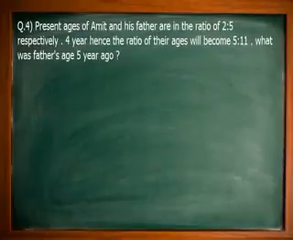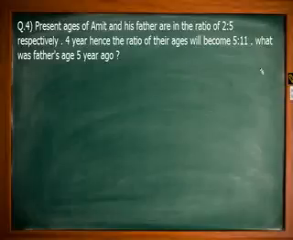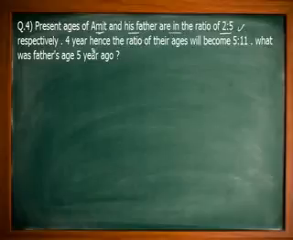See, in the problem number 4, our question is: the present ages of Amit and his father are in the ratio that is 2:5 respectively. 4 year hence the ratio of their ages will become 5:11. What was the father's age 5 years ago? Basically you have to calculate the age of father 5 years ago.